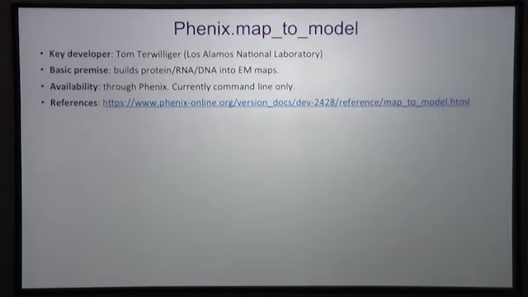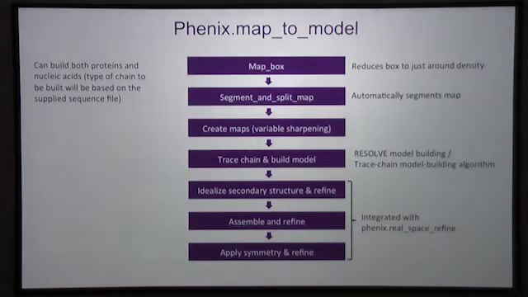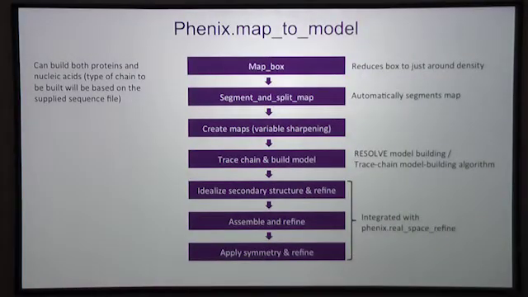Now, Phoenix Map to Model, again developed by Tom Terwilliger as part of the Phoenix package, allows you to build not just proteins, but also nucleic acids. Currently, it's only available through the command line. It starts off by doing some simple map modifications to simplify the model building. So it first of all shrinks your box until it's just around your map, and then it tries to segment out any symmetry or individual proteins, and then it does the automated map sharpening, and then it does the actual model building.